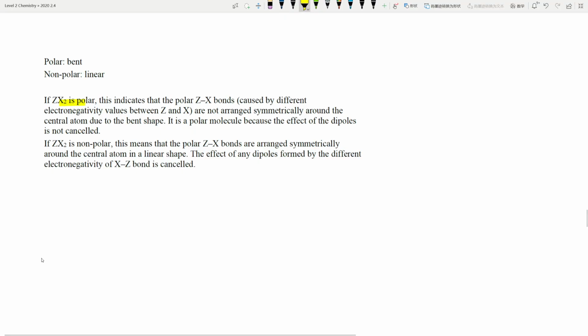So here you go. If it's polar, that means the bond is polar, with a significant difference in electronegativity, and they're not arranged symmetrically, so the dipoles don't cancel out, so it's going to be polar. And if it's in a linear shape, the dipoles formed by different electronegativity cancel, therefore it's going to be non-polar. Same type of question, just different wording.